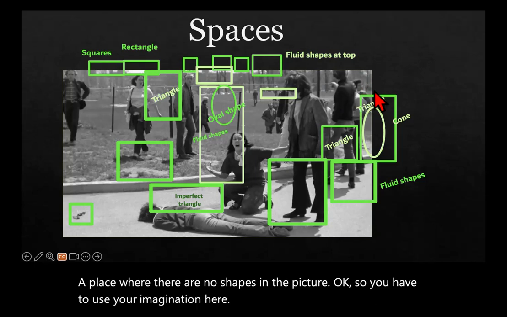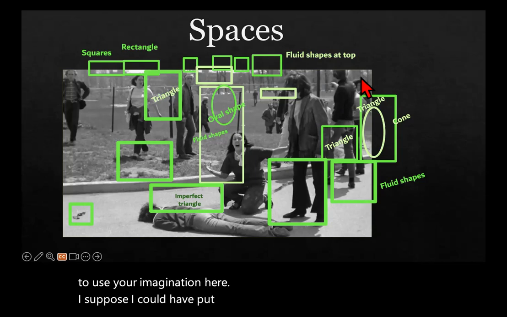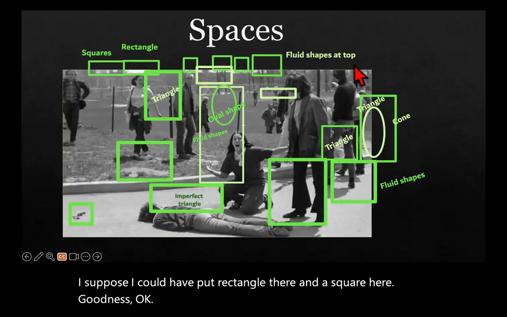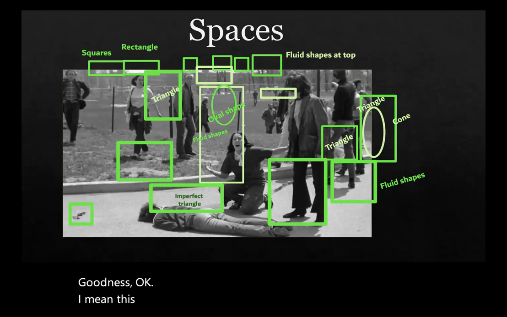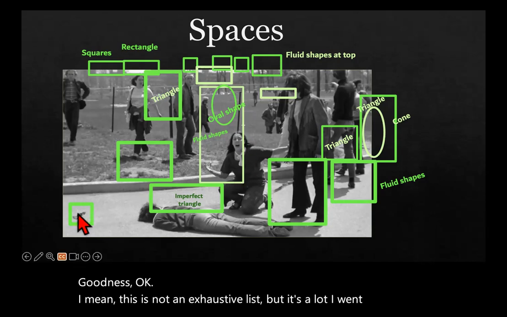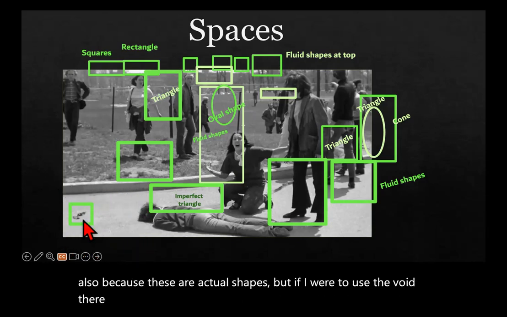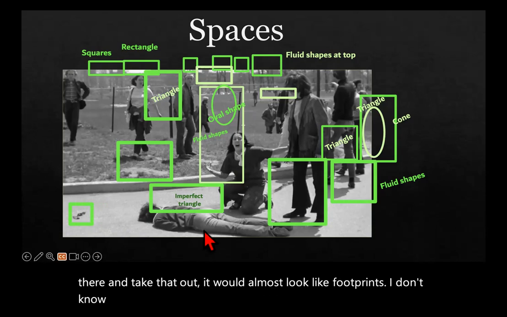I suppose I could have put rectangle there and a square here. Oh goodness. Okay, this is not an exhaustive list, but it's a lot. I went down here also because these are actual shapes. But if I were to use the void there and take that out, it would almost look like footprints. I don't know. You might not want to use that.